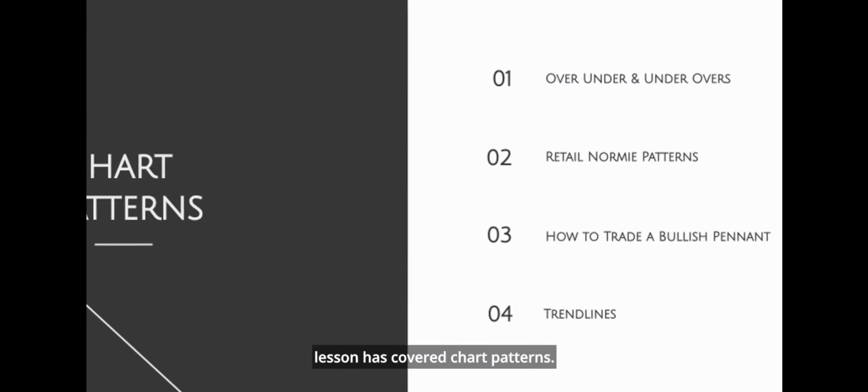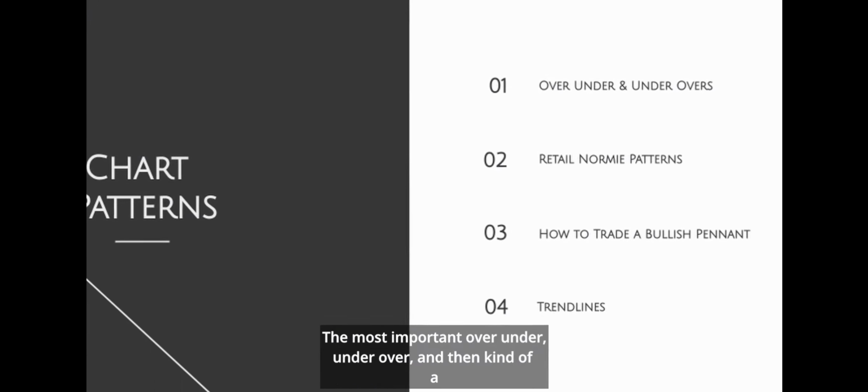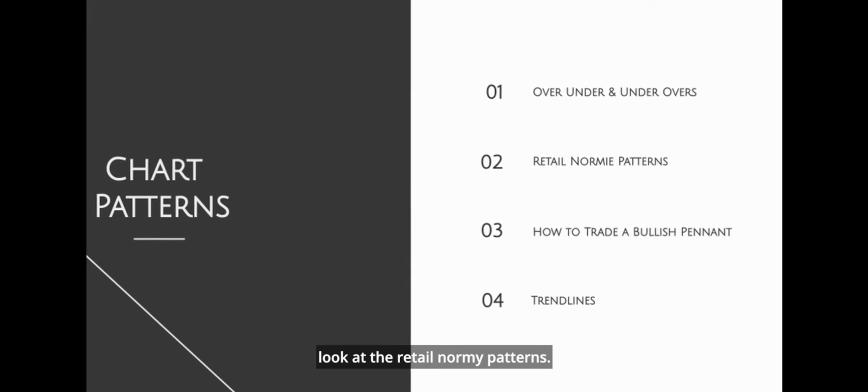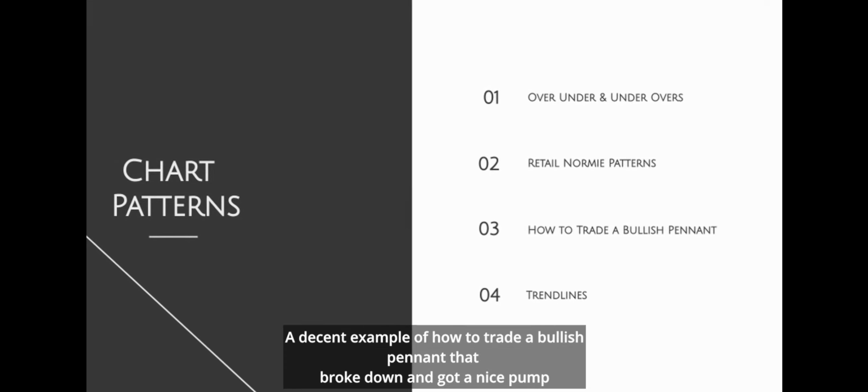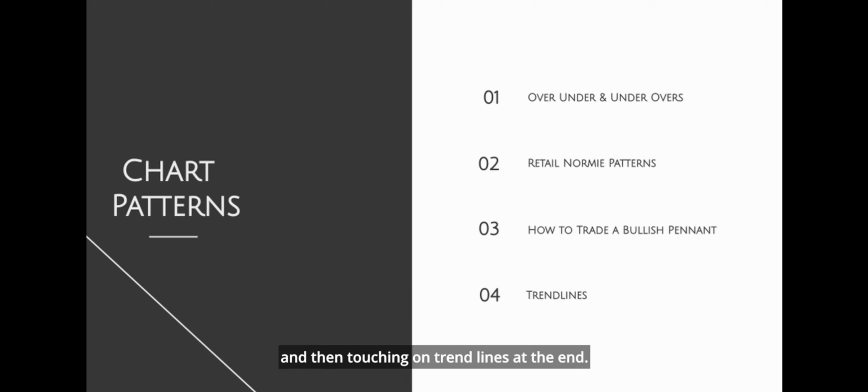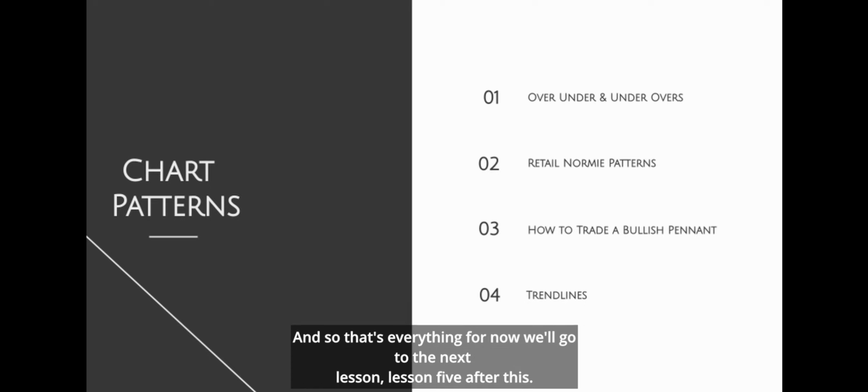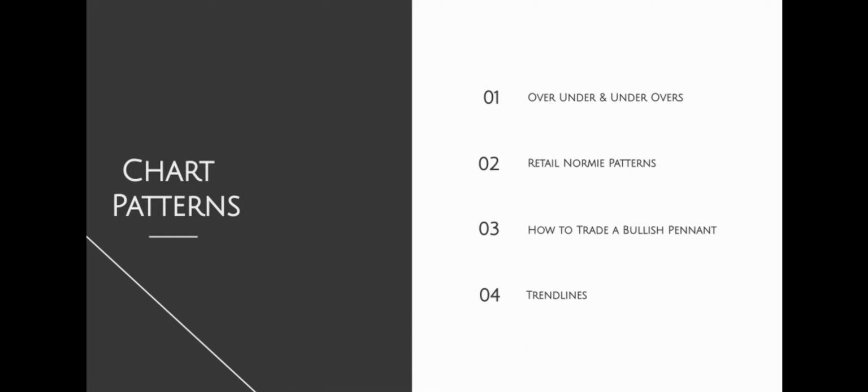But this lesson has covered chart patterns. The most important, over, under, over. And then kind of a look at the retail normie patterns. A decent example of how to trade a bullish pennant that broke down and got a nice pump, and then touching on trend lines at the end. And so that's everything for now. We'll go to the next lesson, lesson 5, after this, but I'm going to end it here.